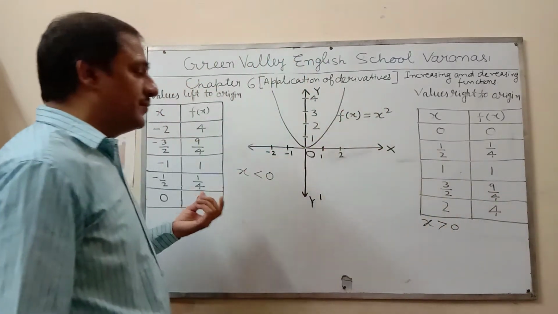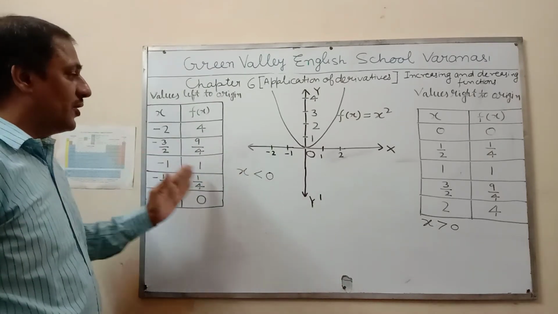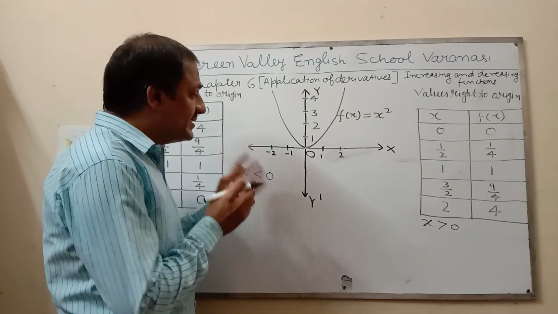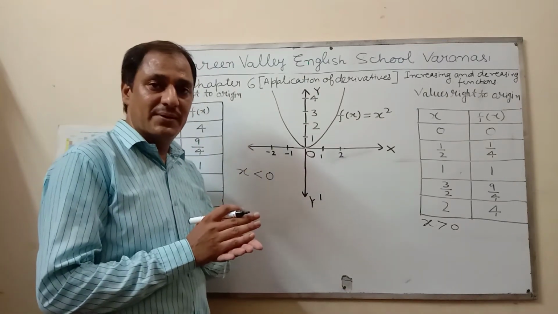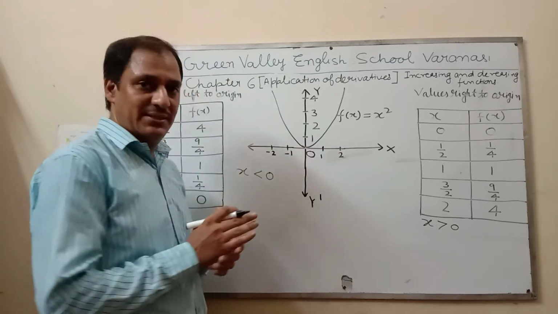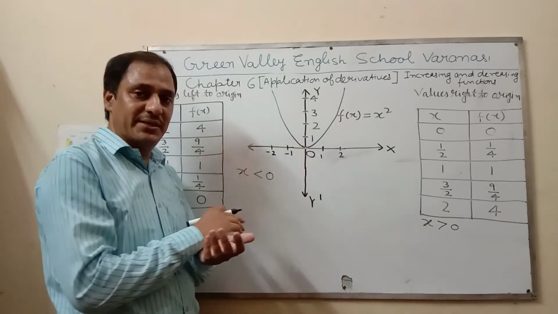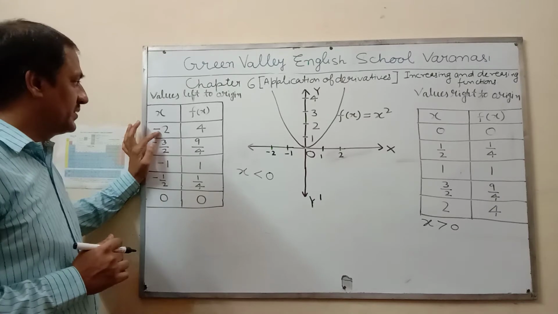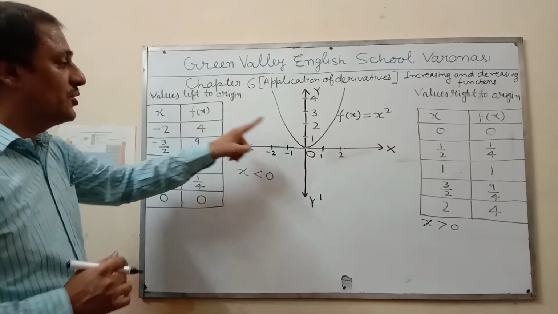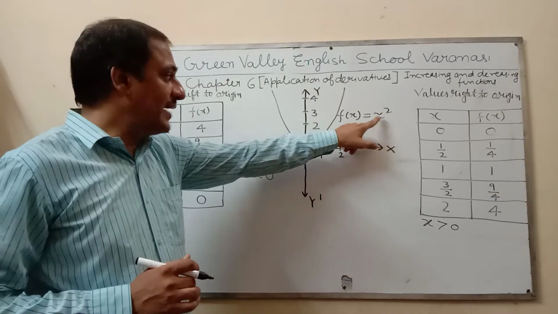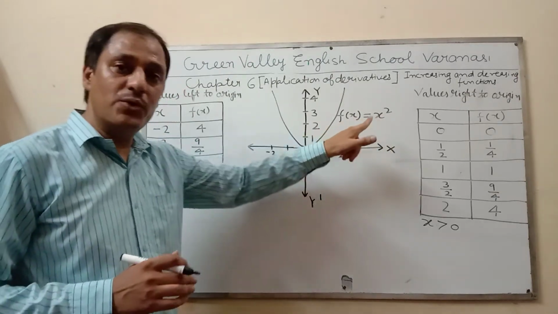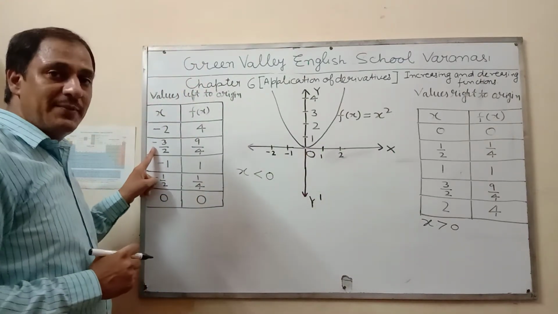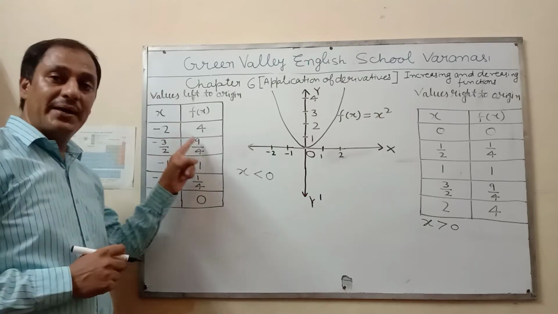So as we move from left to right, we can see that the height of the graph decreases toward the left side of the origin. If the value of x is equal to -2, the value of f of x is 4, because f of x equals x square. If x equals -2, then f of x equals 4. If x equals -3/2, then f of x will be 9/4.